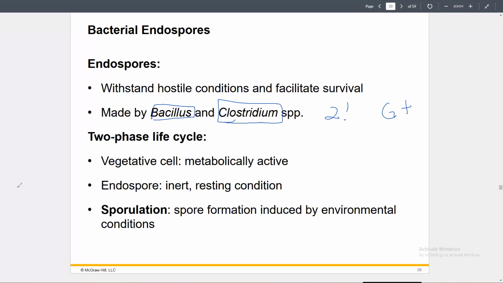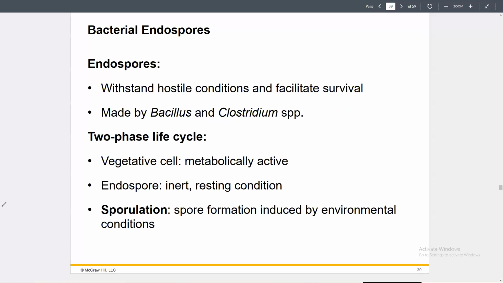So these guys have two phases in their life cycles, vegetative and endospore. If they're endospore, they're completely inert. They are not reproducing. They're totally dormant, okay? If they're vegetative, that's whenever they're reproducing and metabolically active. In fact, we'll call all bacteria that are just normal metabolically active bacteria vegetative cells. Only Bacillus and Clostridium species will do the endospores. This process that they go through for making endospores is called sporulation. And germination is the process from going from the spore to the vegetative cell.